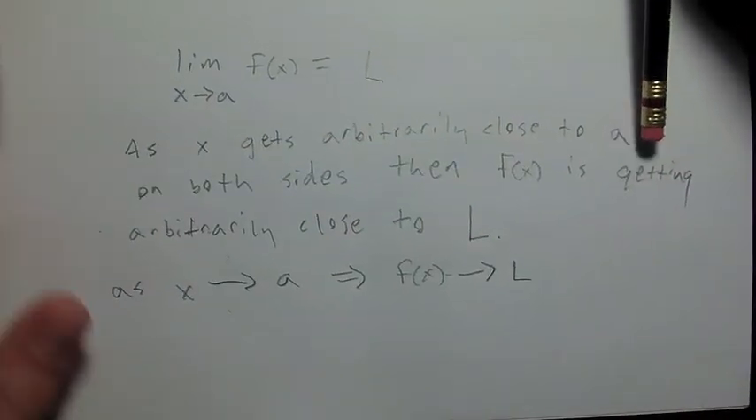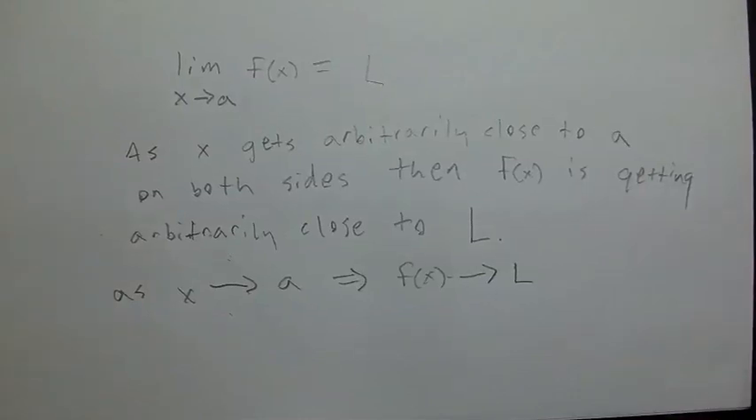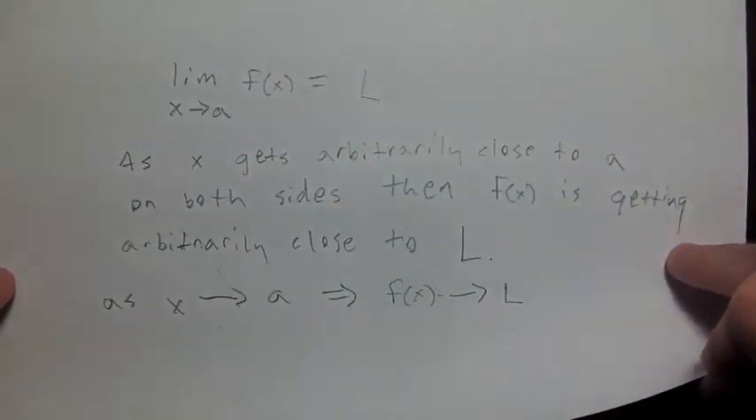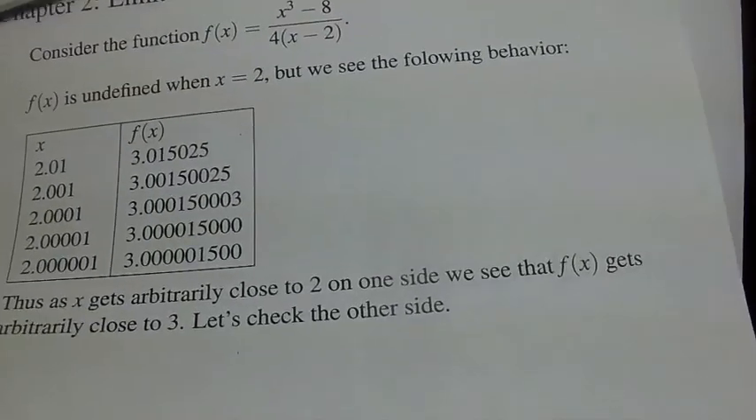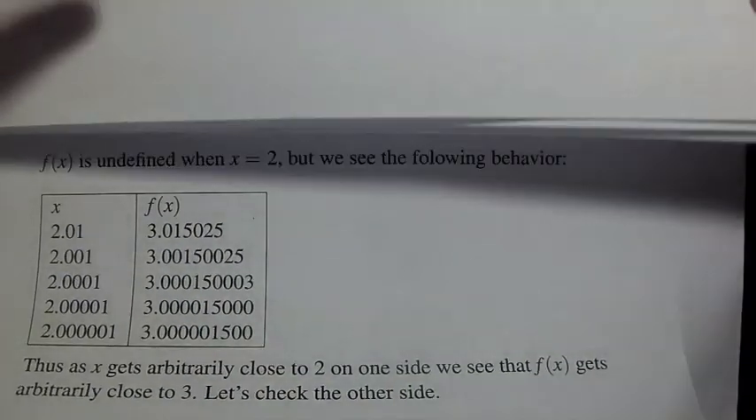Now, a great question here is, what in the world do we mean by arbitrarily close? I think a great way to explain that is through an example. What I like to start with usually is a table.